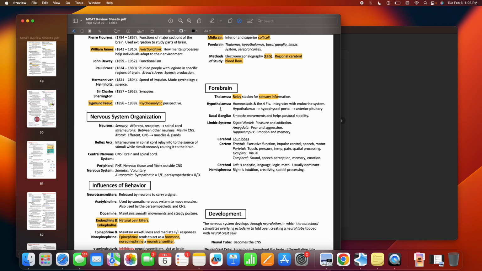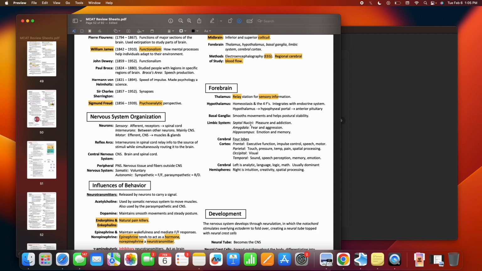Then we have hypothalamus. This is the 4 F's: fornicating, food, fight or flight. So hypothalamus, the homeostasis, for balancing everything, bringing our body to equilibrium. And the 4 F's, it integrates with endocrine system, hypothalamus to hypophyseal portal, and then the anterior pituitary. And we have basal ganglia, which smooths movements and helps postural stability, kind of like dopamine. Is dopamine related to basal ganglia?